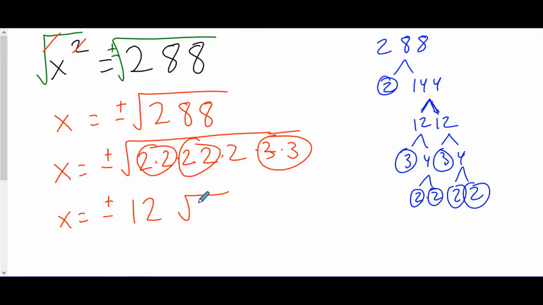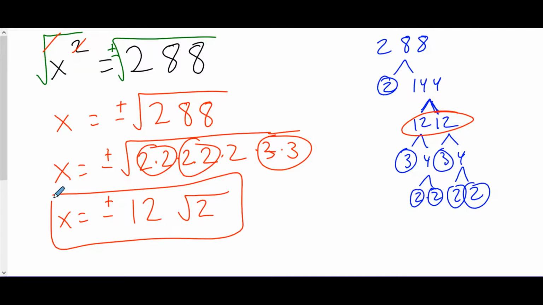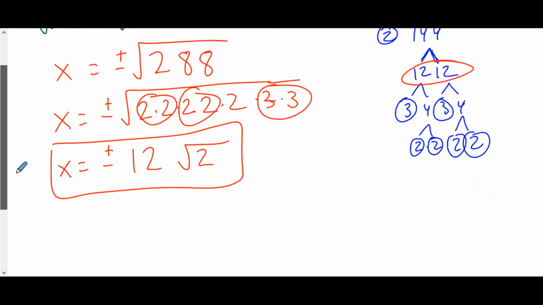And I'm keeping that 2 on the inside. And that's where that 144 comes in. The square root of 144 is 12, and you still have a 2 on the inside. So that is my answer, plus or minus 12 square roots of 2, which I could write out separately as positive 12 square root of 2 and also negative 12 square roots of 2. But you don't have to split it up. You can just leave it like that.